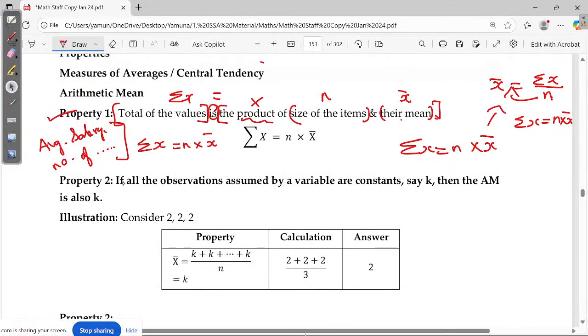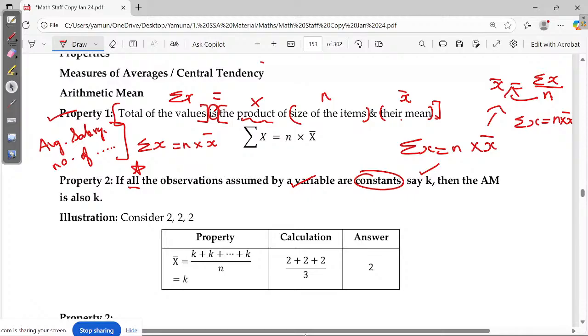What is property 2? I want to highlight this word. Please join here. If all the observations are assumed by a variable of constant. Usually when we use the constant, we use the alphabet small k. Most of the situation, it's not like a rule, but it's understood in mathematics.